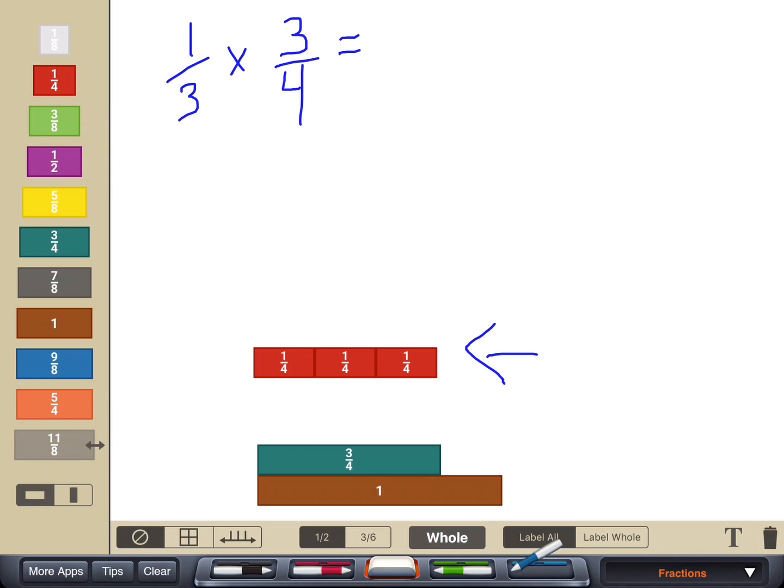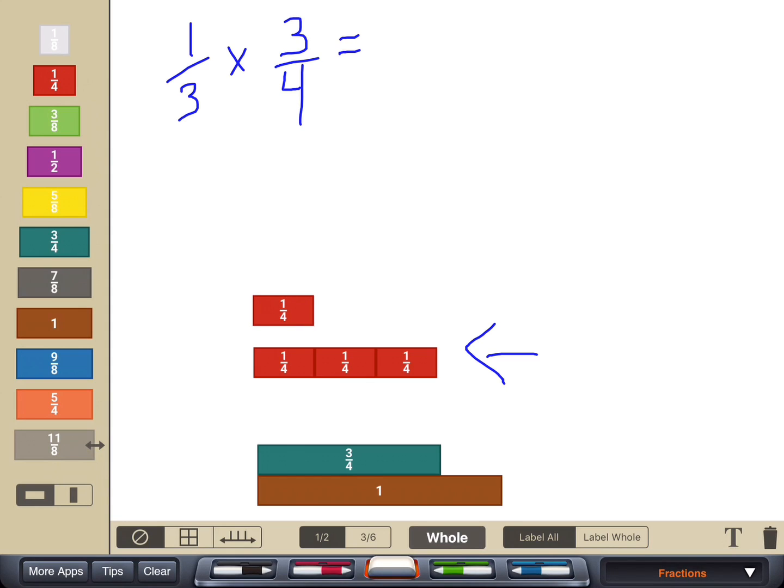Now, if I eat 1/3 of that, that means I'm eating one of 3 equal pieces of that. And what is one of 3 equal pieces of that bar? That. Because there are, put that down, erase that, there's 1, put that down, erase that, there's 1, 2, 3 of them. So this is my answer. I'm eating 1/4 of the chocolate bar.